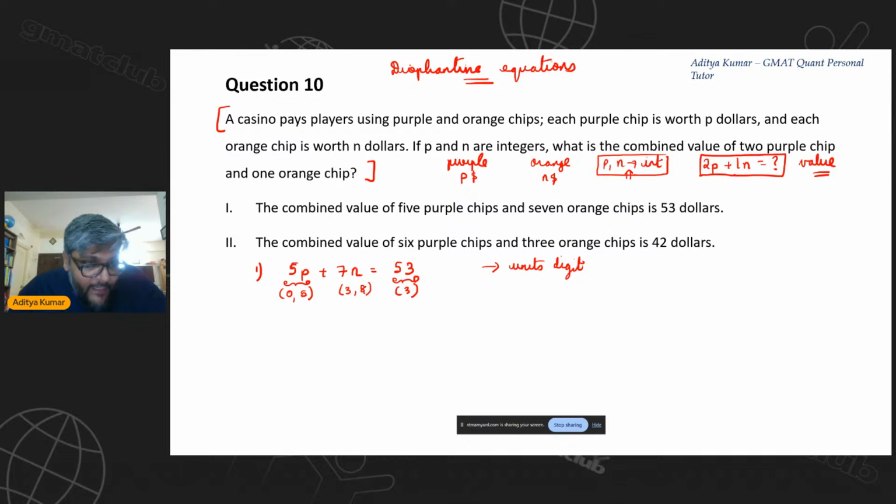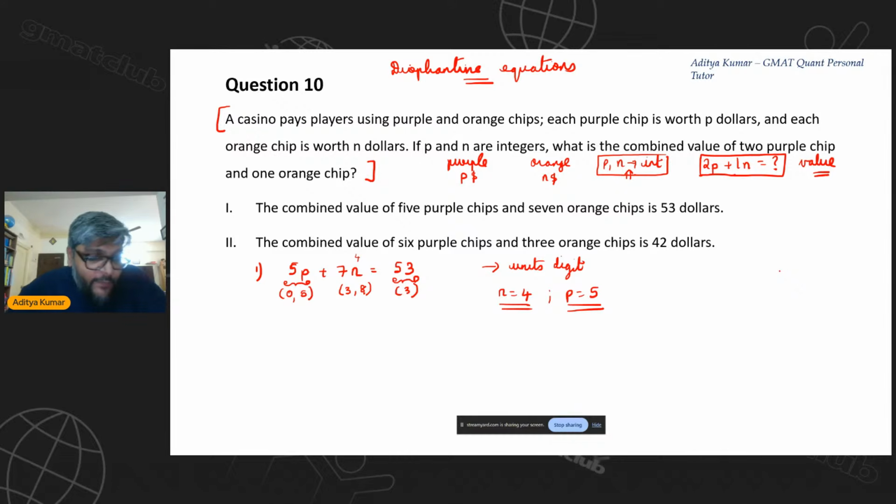I will take the 8. So if 7n has to end with an 8, I can put n as a 4. If I put n as 4, I'm going to get 28. 7 fours are 28. 53 minus 28 would be 25. And then 5p would be 25, so p would be 5. So this is one possible solution to that equation.